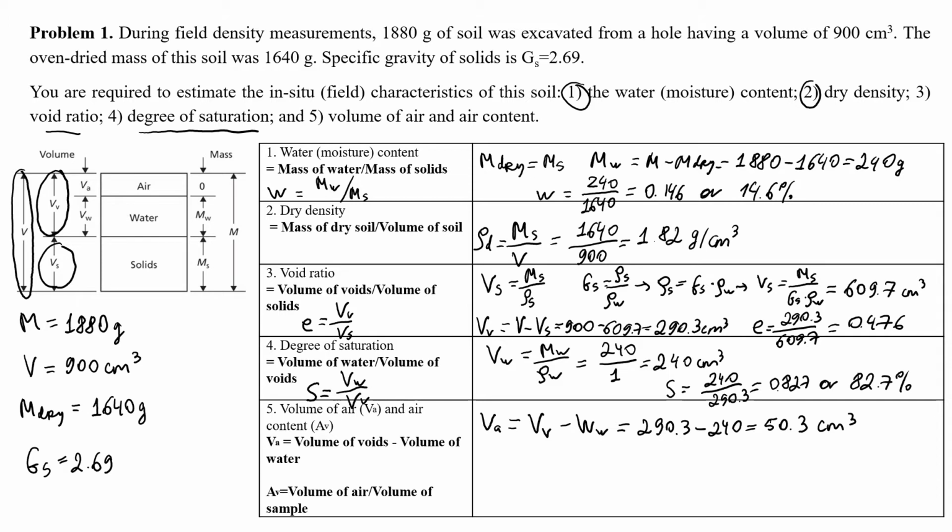And air content, it's volume of air divided by total volume, and we can put it in percentage. That will be about 50.3 divided by 900 times 100% will give us approximately 5.6%. So this means that this soil has a little bit of air in it. It's about 5.6%.